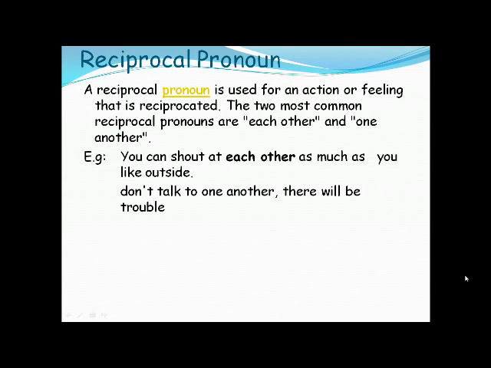And the next is reciprocal pronoun. A reciprocal pronoun is used for an action or feeling that is reciprocated. The two most common reciprocal pronouns are each other and one another. Each other is for between two people, and one another is for more than two people. For example, you can shoot at each other as much as you like outside. That's for two people. And if you talk to one another, there will be trouble. That's for more than two people.